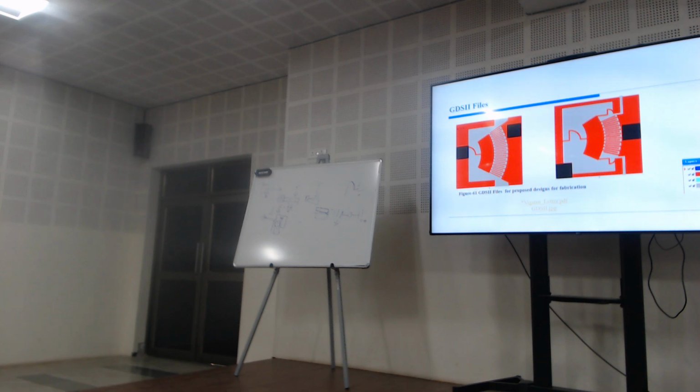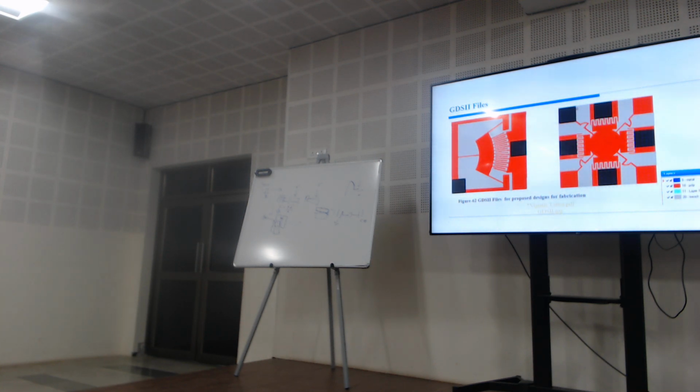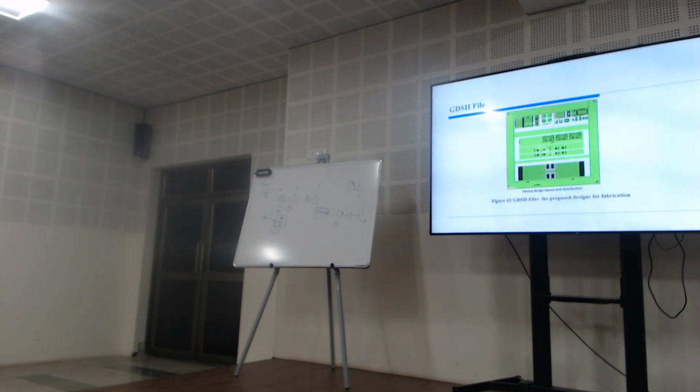These are the GDS II files I generated using Clevin, for all four designs I started. In these four designs, the red color is our device layer, the blue color is our metal layer, and the gray color is the part I need to etch. If we submit this to the fabrication unit, we will get these kinds of devices, all four devices.